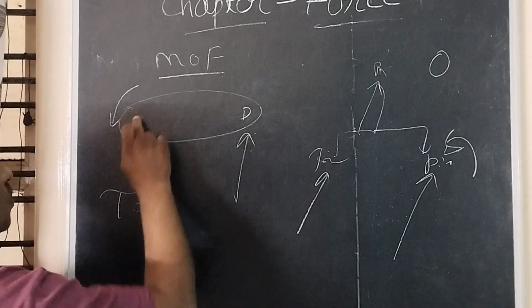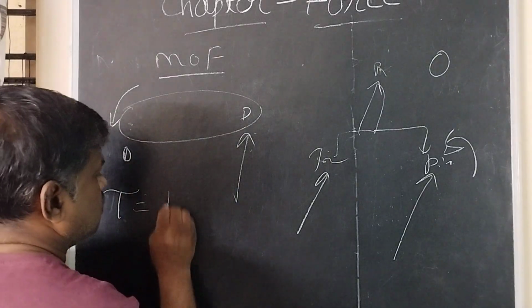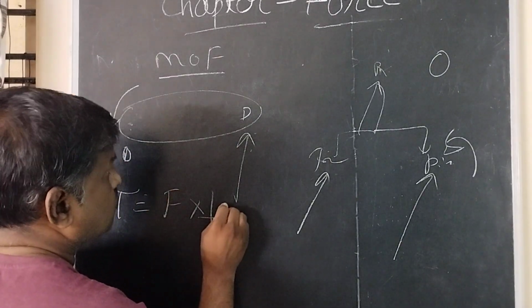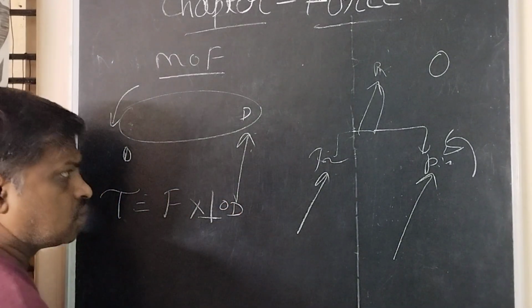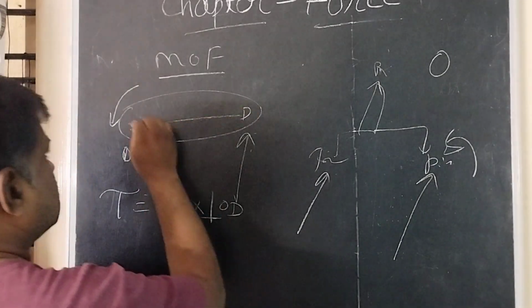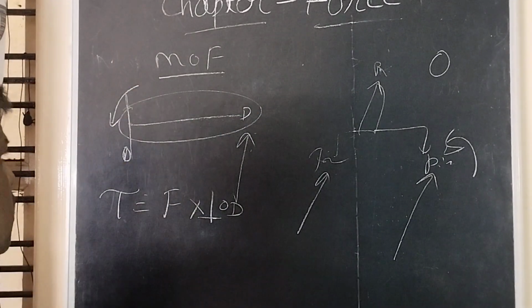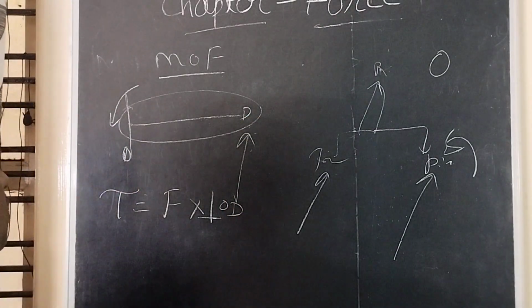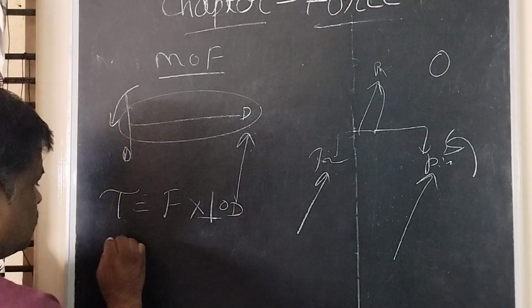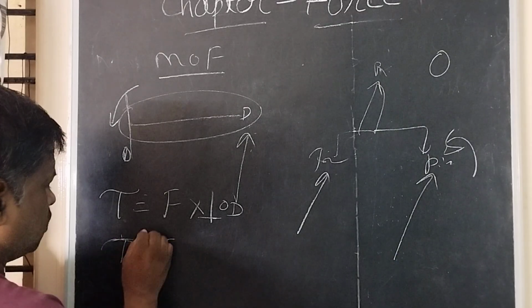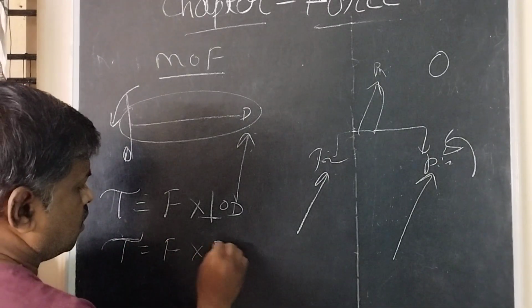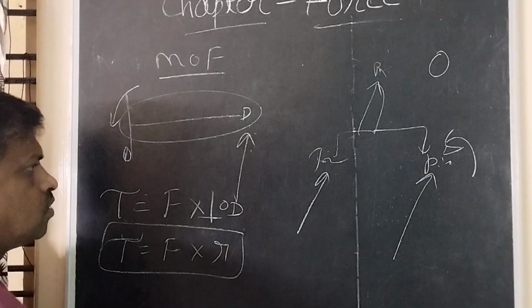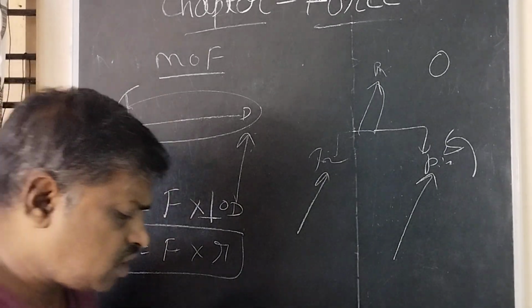This is related by torque. Torque is F into the perpendicular distance from O to D, OD. O is called the point of rotation, and D is called the point of application of force. Simply, we can write torque is equal to F into r. This is one concept. Next topic.